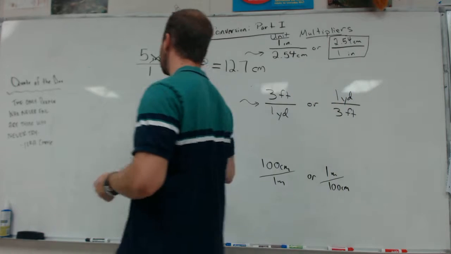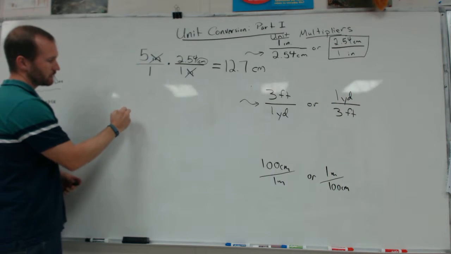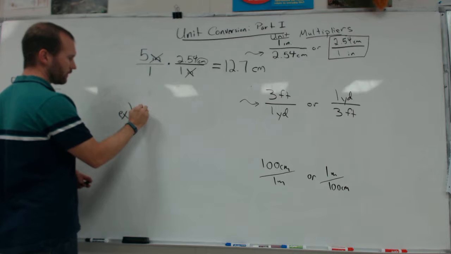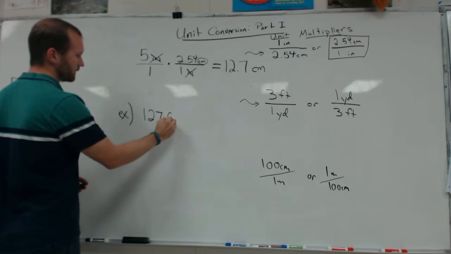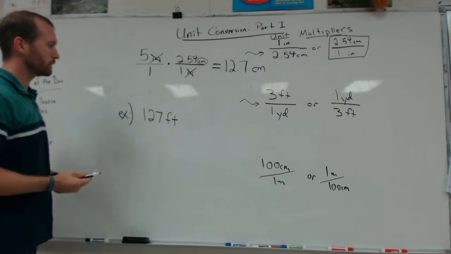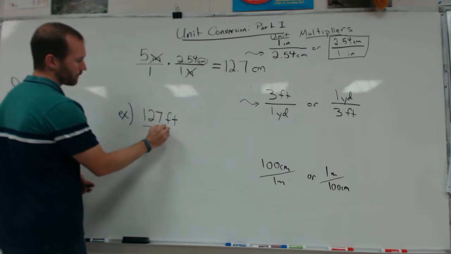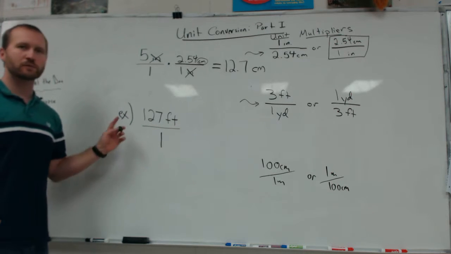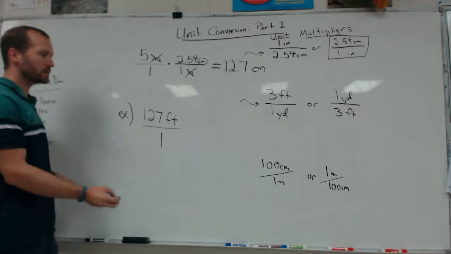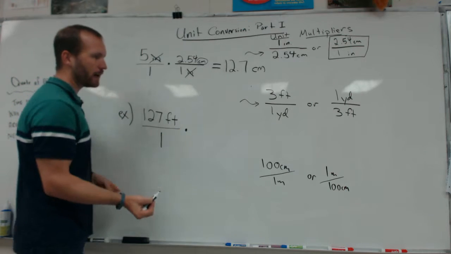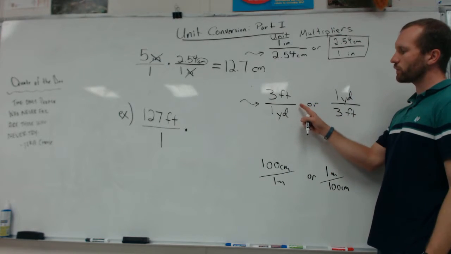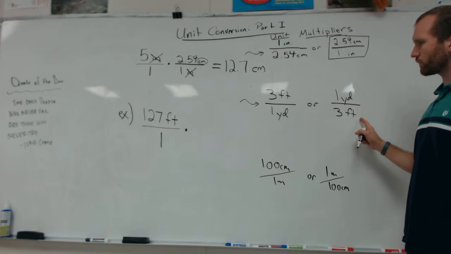Alright, let's do another example. Let's say I had 127 feet, and someone told me to convert that into yards. Okay, first step. Pretend this is a fraction, if that helps you. This is not really necessary, but if it helps you, I would recommend that you do this. Second step. Multiply by one of these two unit multipliers. Either 3 feet over 1 yard or 1 yard over 3 feet.